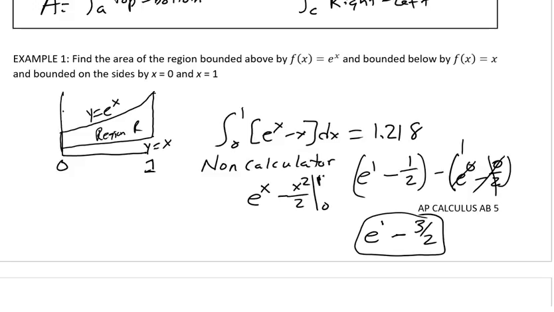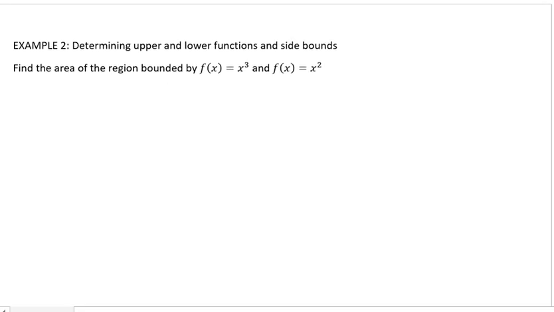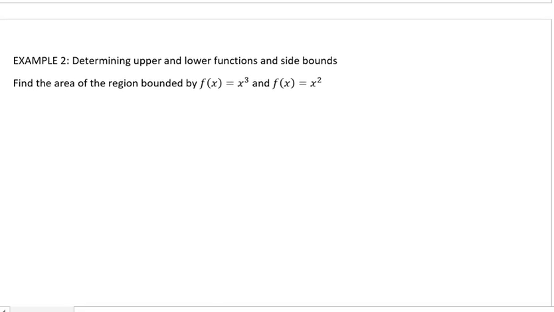Alright, so let's look again at another one. Determine the upper and lower functions and side bounds. Now in this case, they don't tell us where to stop on the left and the right. We always need a top, a bottom, a left, and a right. And they didn't tell us that here. So we have to determine that, and we can determine that a couple ways. We can graph it and find them graphically, or we can just know that x squared and x cubed have to be equal. Well, there are two spots where that's going to happen, at 0 and at 1. Those are the only spots where x squared and x cubed are going to be equal to each other.